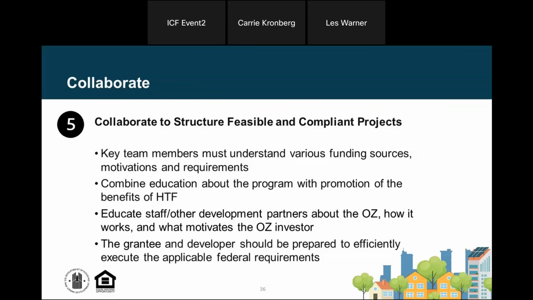And then in order to collaborate effectively, grantees may also need to educate their own staff and development partners about opportunity zones, how the incentive works, what motivates an OZ investor. And this understanding will help grantees ensure that HTF projects are structured so that opportunity zone equity investments meet the IRS requirements. And the Opportunity Zone Basics 101 chapter in the e-guidebook can help grantees educate themselves.